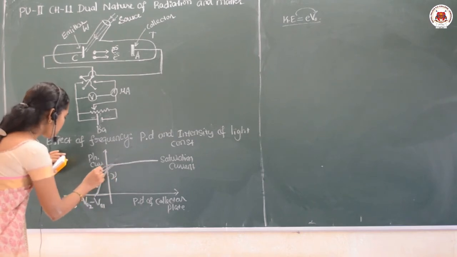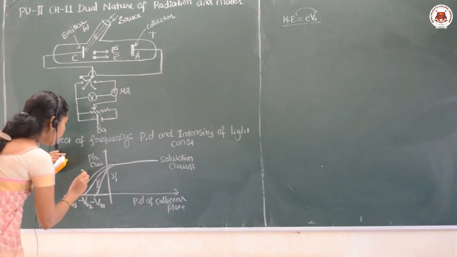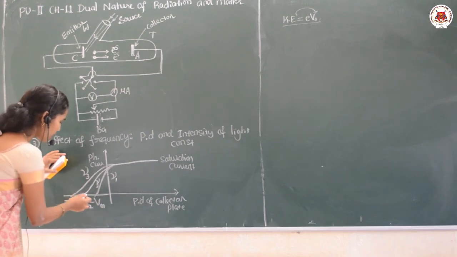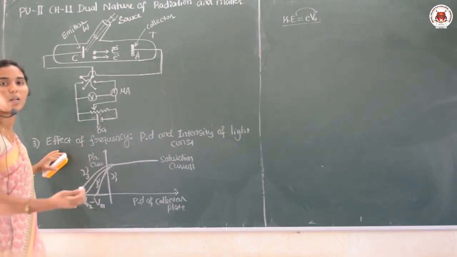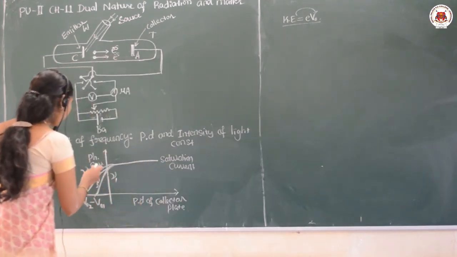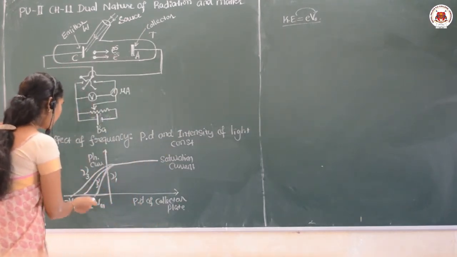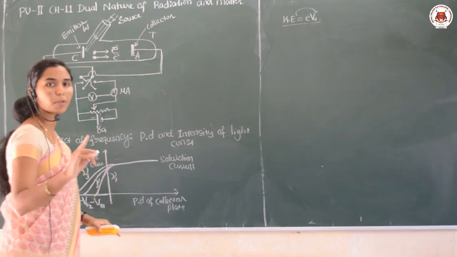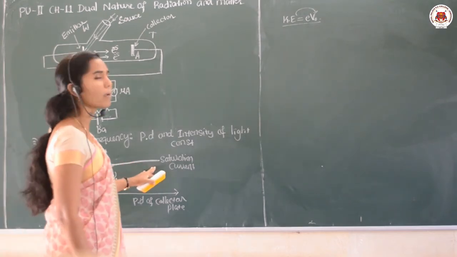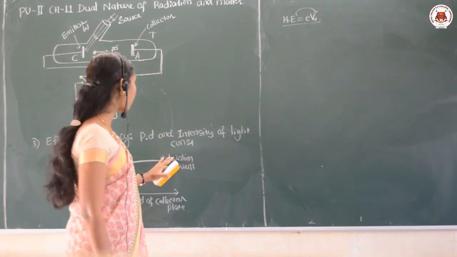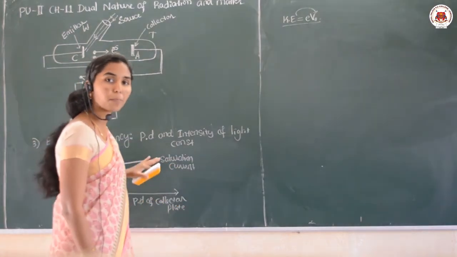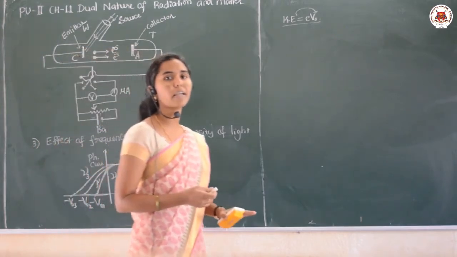And here also, if you are using a radiation frequency nu3, there also you can see the value of the stopping potential increases. So by this graph, for an increase in the frequency there is an increase in the stopping potential, but the current remains constant, reaching its maximum value. It is called the saturation current. Am I clear?